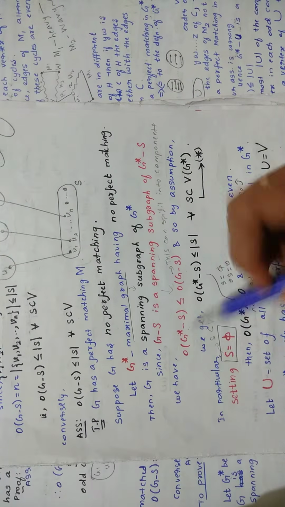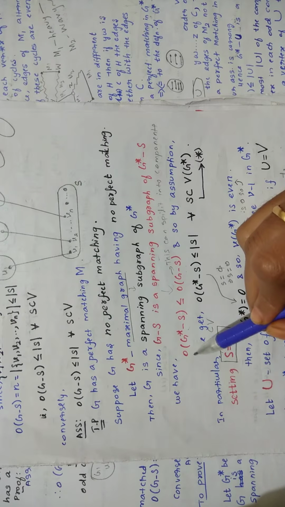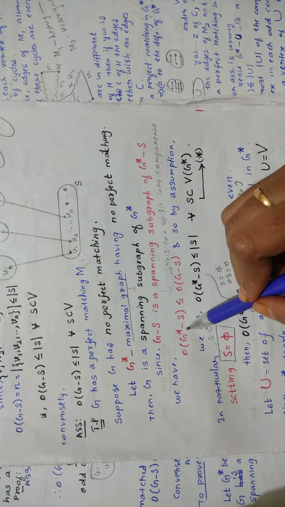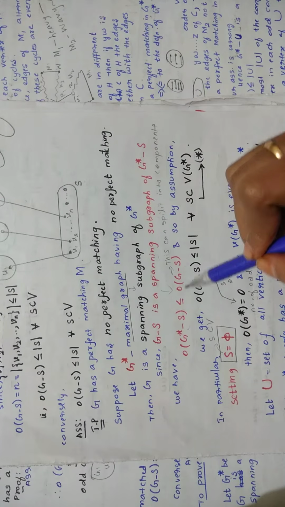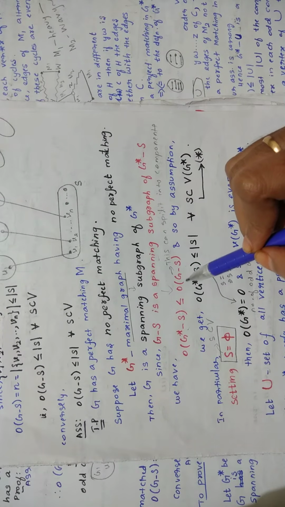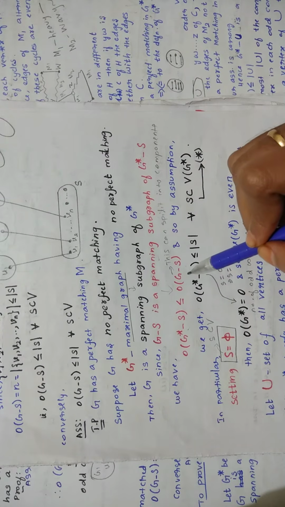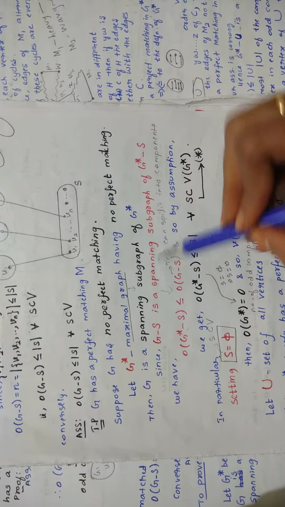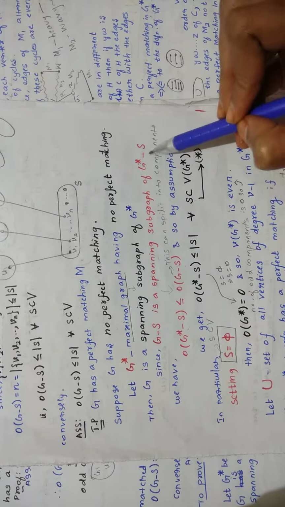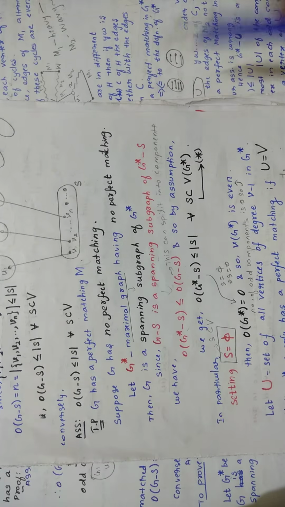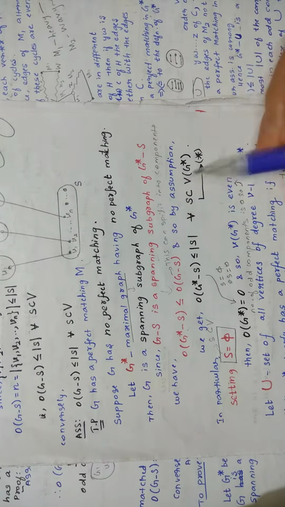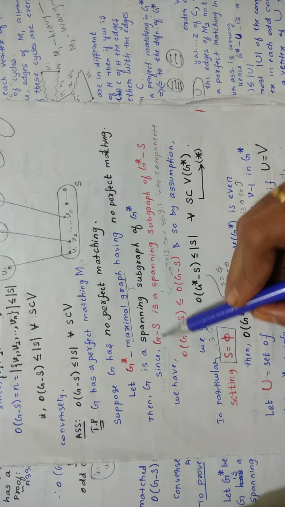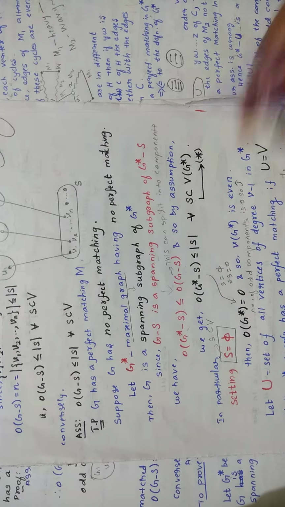Now in the next line, we have the number of odd components of G star minus S is less than or equal to the number of odd components of G minus S. How did you write this? I will tell you how. Here we have to understand that G minus S is a spanning subgraph of G star minus S. Is that clear? So from this line you are writing this.